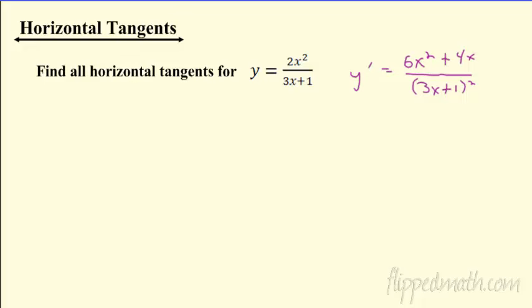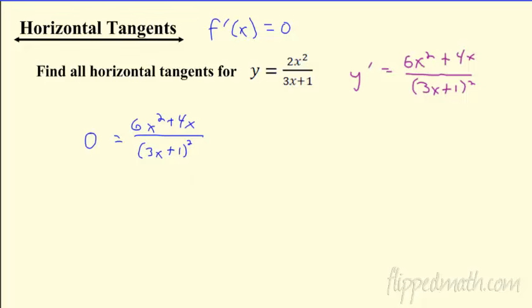So if I want to find all the horizontal tangents, what am I going to do? I'm going to set the derivative equal to 0. To find a horizontal tangent, you take the derivative and set it equal to 0. So I'm going to say 0 equals 6x squared plus 4x all over that thing on the bottom there. So there it is. All I got to do is solve this.